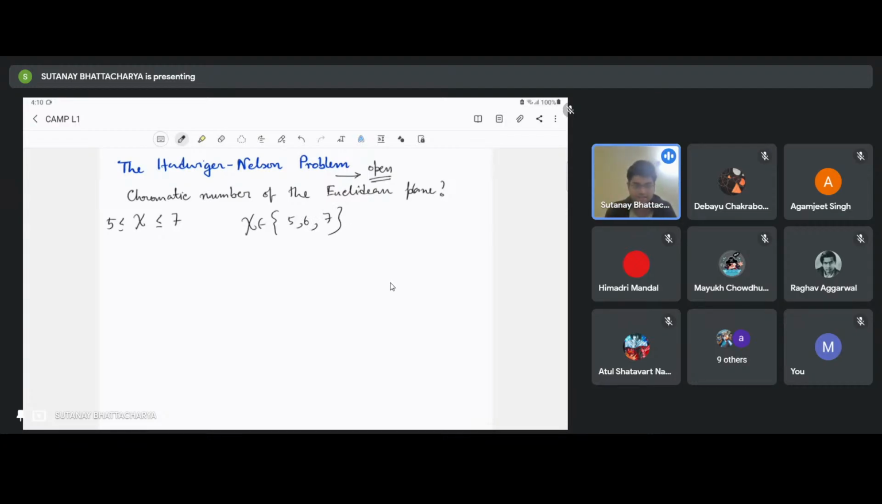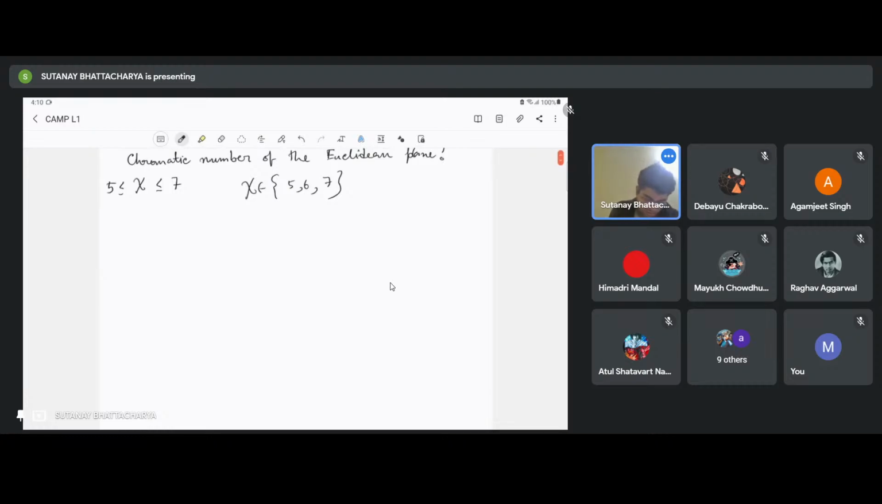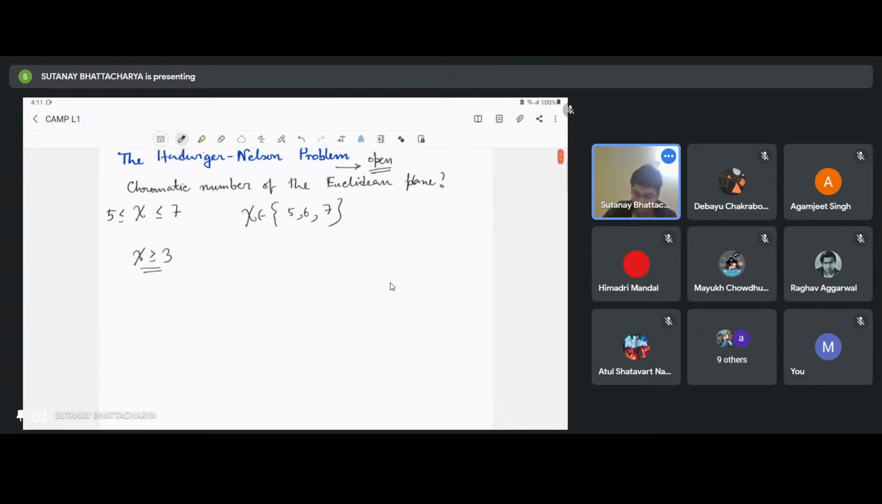So let's see how humanity as a whole narrowed down the values of chi to this relatively small set. First of all, let's try proving chi greater than 3. Put in simple terms, this means that if you use only two colors, you cannot color the plane so that no two unit distance points are of the same color. Can anyone tell me a brief sketch of how to do this?